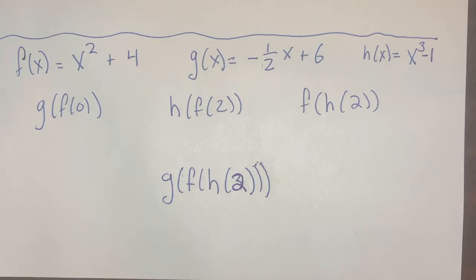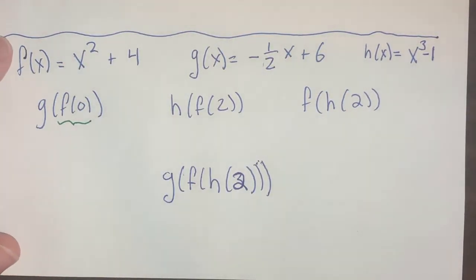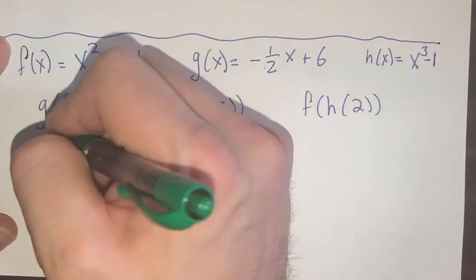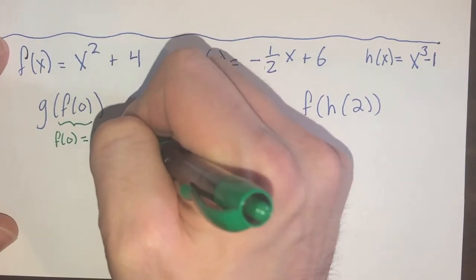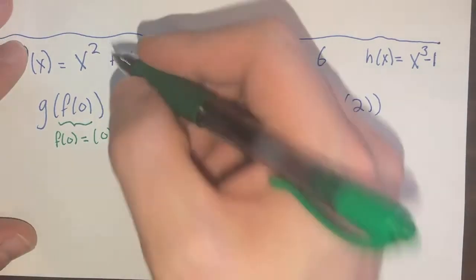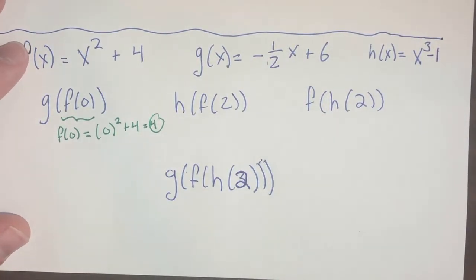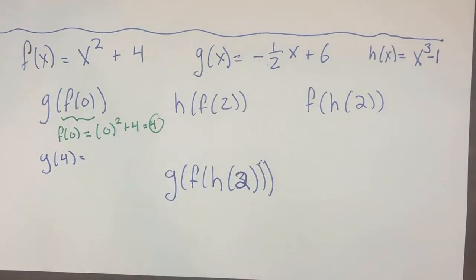All right, I'm going to work through these one at a time, okay? So let's start with g of f of 0. The first thing I need to figure out is, what is f of 0, right? You can't get g of f of 0 until you figure out what f of 0 is. So f of 0 is equal to 0 squared plus 4, and 0 squared is 0, and 0 plus 4 is 4. So what I'm actually asking you to determine is g of 4, because that is what f of 0 is. It's 4.